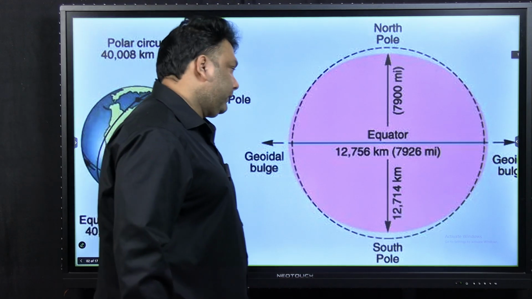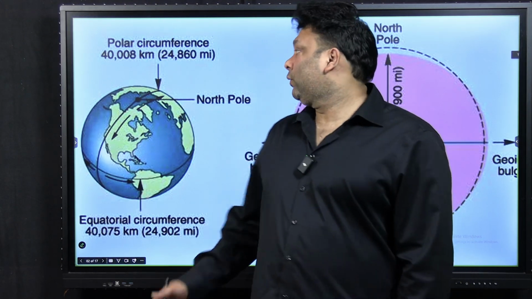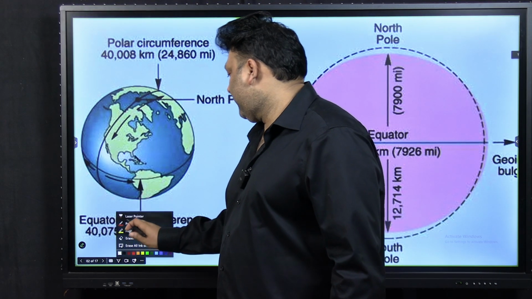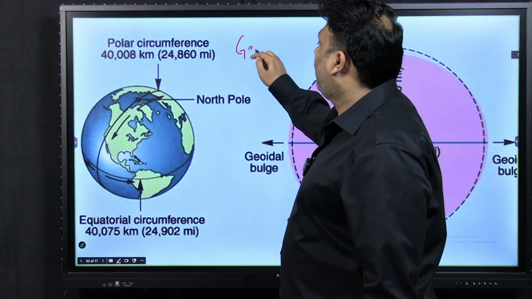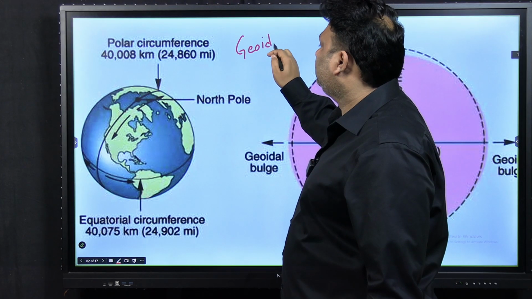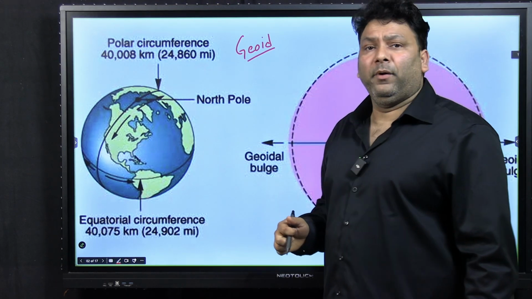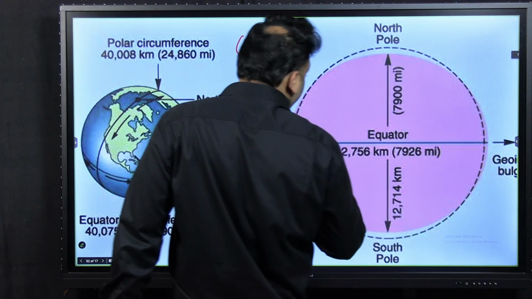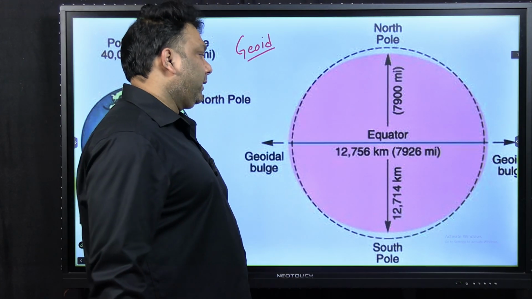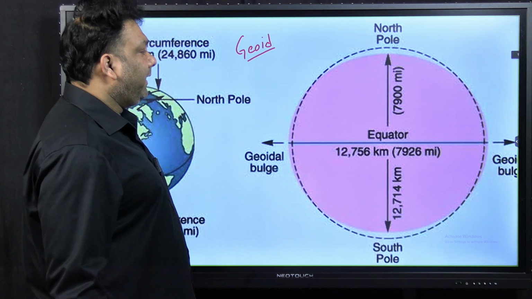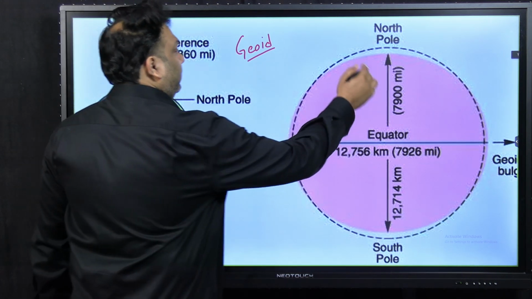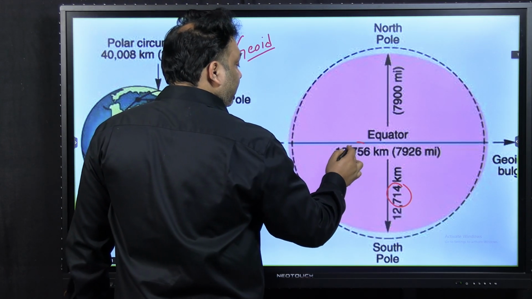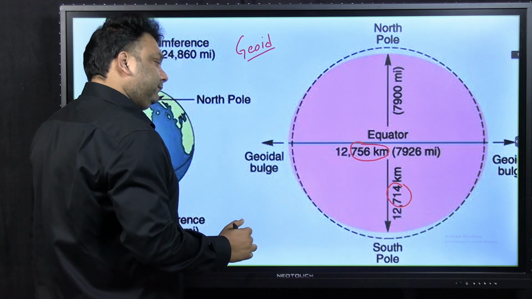Now, what is the shape of the earth? The shape of the earth is also called as the geoid. Geoid means the earth-like. So, is it a perfect sphere? No, it's not a perfect sphere. Now, if you look at the equatorial diameter and the polar diameter, the polar diameter is comparatively less. So, it is 12,714 kilometers and the equatorial diameter is 12,756 kilometers.